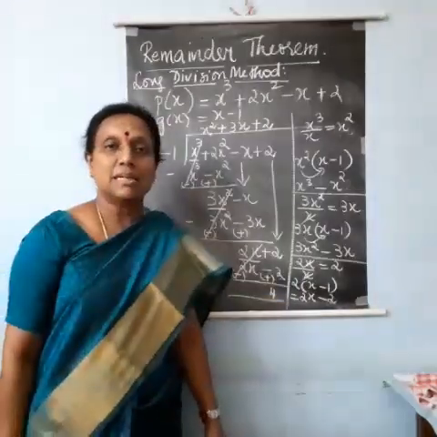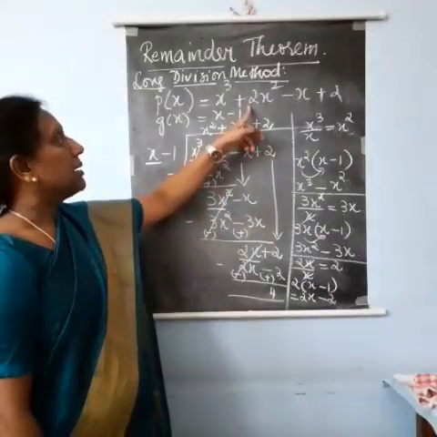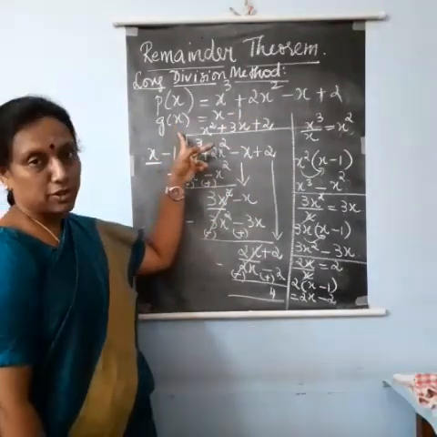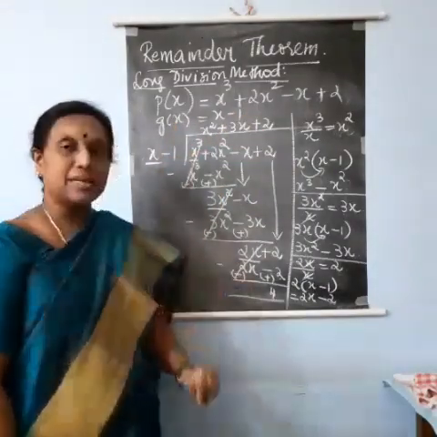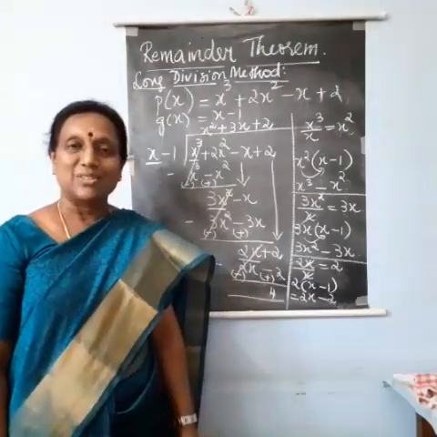So the remainder, when this polynomial p of x is divided by the polynomial g of x, we get the remainder 4. Have you understood, children?